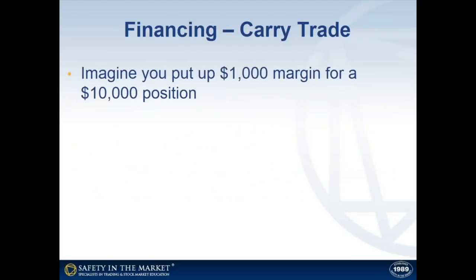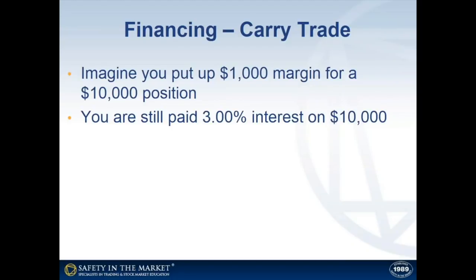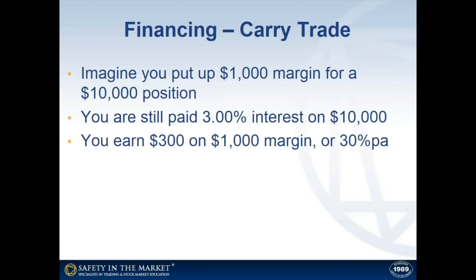Okay, so let's do a calculation quickly. Imagine that you've put up $1,000 margin into your account and you've taken a $10,000 position. And you're going to be paid 3% interest on that US dollar Swiss franc deal on the $10,000. Even though you've only put $1,000 margin up, you're still getting 3% on the position size, not on your money in the account, on the position size. So you'll earn $300 over the course of a year, and you've only put $1,000 into your account. That's the equivalent of earning 30% per annum there.